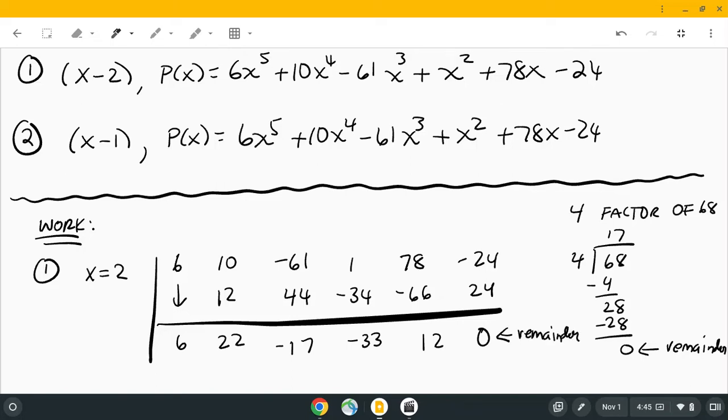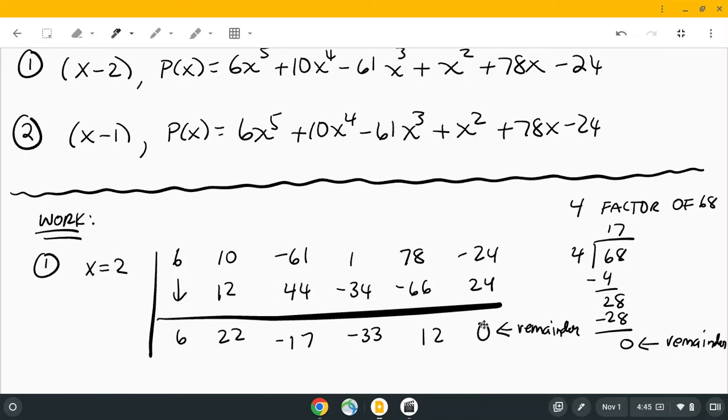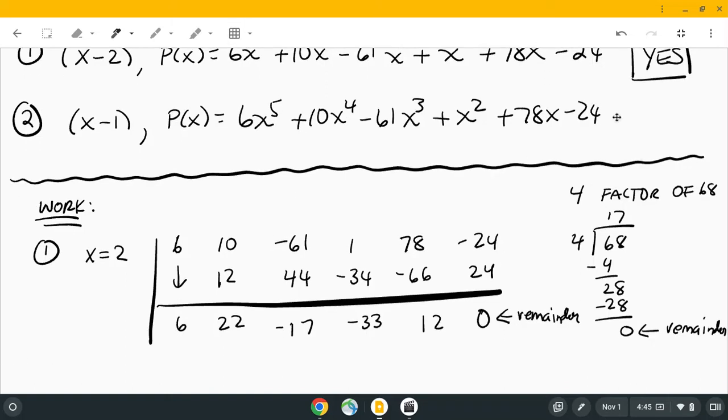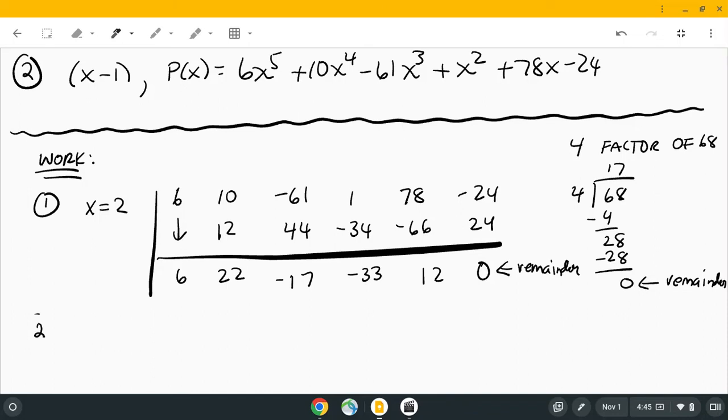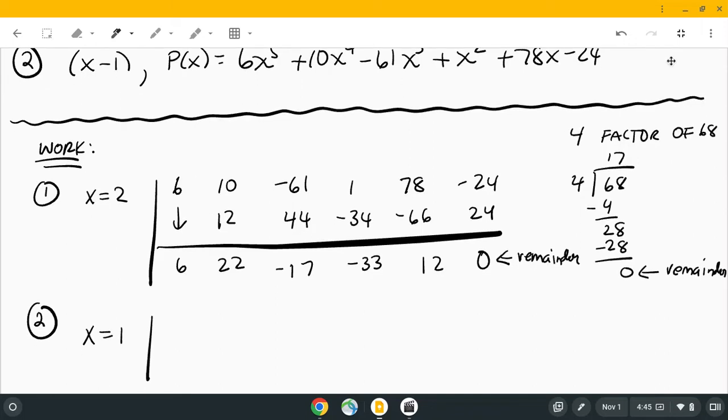And just like over here, if we get a 0 remainder, then 4 is a factor of 68. So same thing here. Since we got a 0 remainder, x minus 2 is a factor of this degree 5 polynomial. Okay, let's do it over here. We want to know, is x minus 1 a factor of this degree 5 polynomial? So we're checking x equals 1. Same polynomial: 6, 10, negative 61, 178, negative 24.